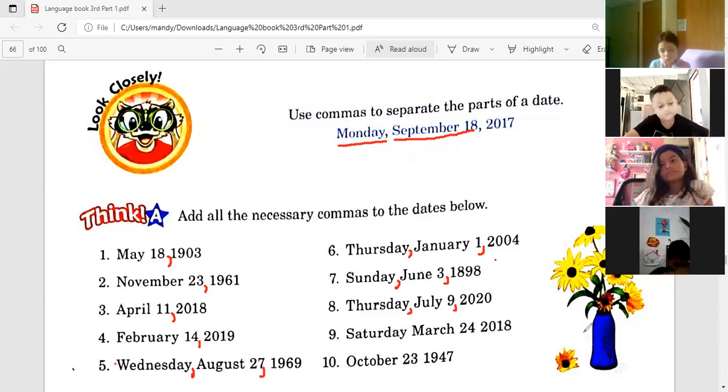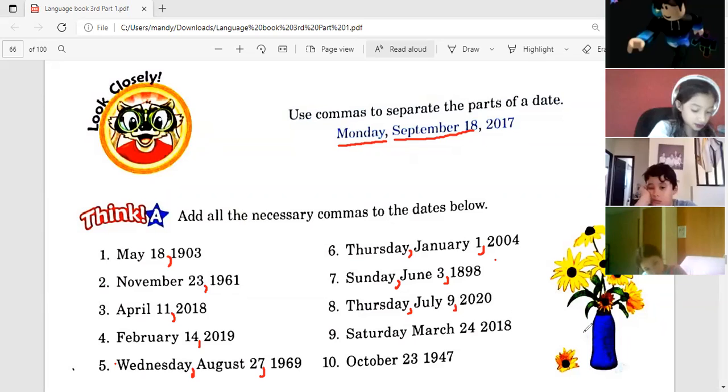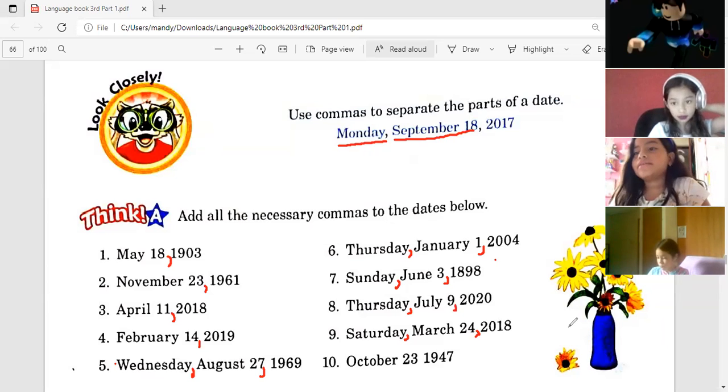Let's see. Daniela Blandón, next one, number 9. The Saturday and March, the comma. Okay. So let's see. Saturday, we place a comma. March. Okay, 24, and finish, 2018. Okay, thank you, Daniela. Good.